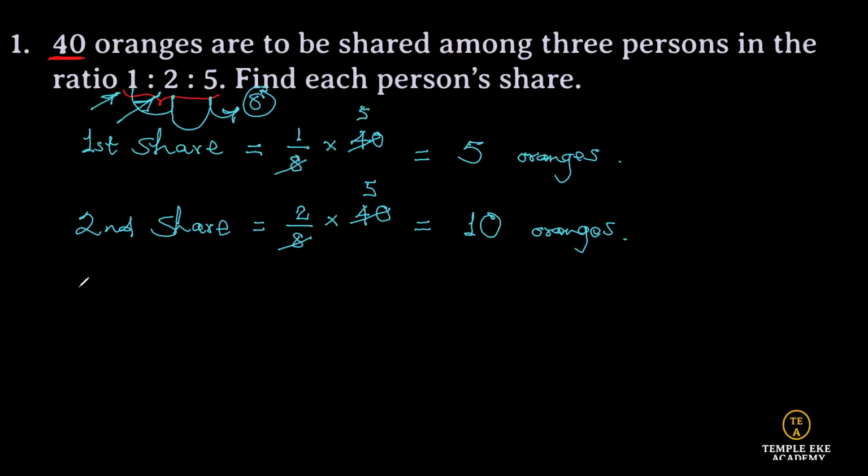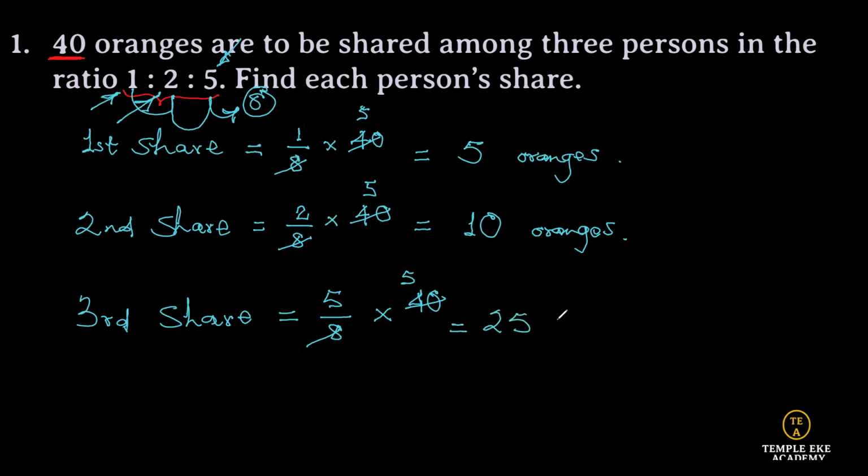But if we follow the trend, we have the third person's share. The third share is equal to the proportion, that is the part of the ratio, which is 5, divided by the sum of the ratios, which is 8. This is the proportion. 5 out of 8 parts gives the third person's share, multiplied by the total number of oranges, which is 40. And now we can check through. 8 divides into 40 5 times. And now the final answer, 5 times 5, that's 25 oranges.